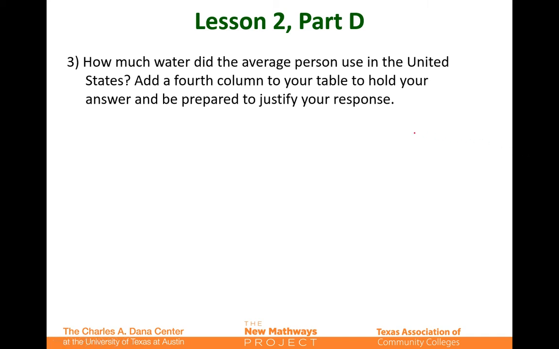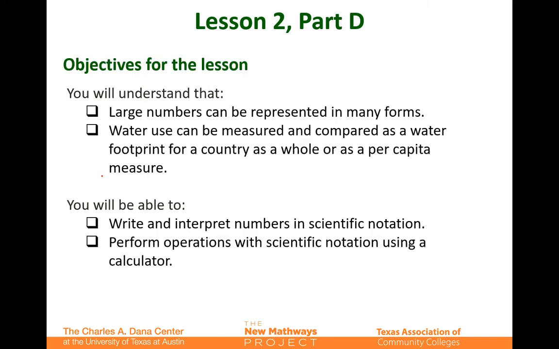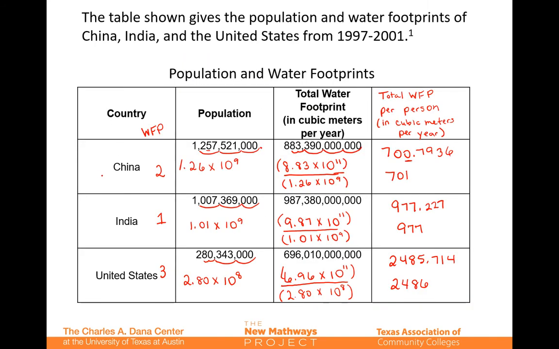Okay, we added our fourth column. You can see how much more we use. I'm going to write those down. I believe China was 701, India, USA. Let's go back and look. 977 and 2486.